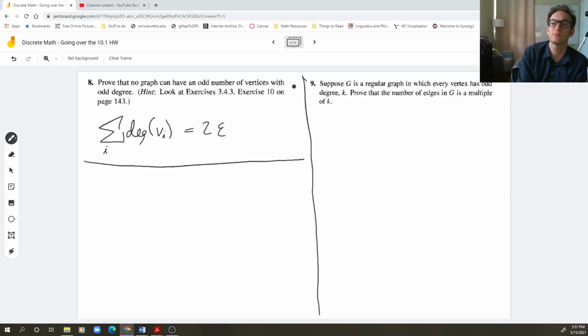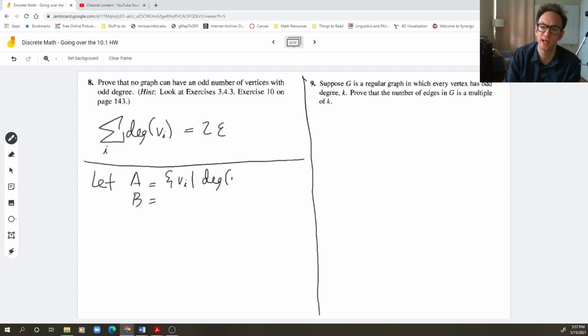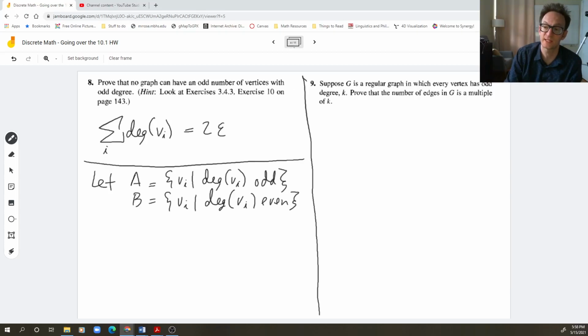Now, if you want to do this a little bit more carefully, then you have to say something like this, right? Let A be the set of all vertices such that the degree of that vertex is odd. And then let B be the set of all vertices such that the degree of that vertex is even. Well, the degree of every vertex is either even or odd, and so this is a partition of the set of vertices into these two disjoint sets.